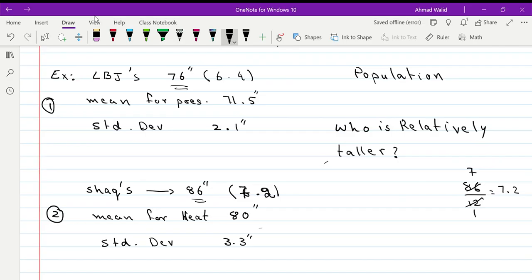But who is relatively taller? It means we are comparing LBJ's height to his group, and here we are comparing Shaq's height to his group. Then we see who is relatively taller.